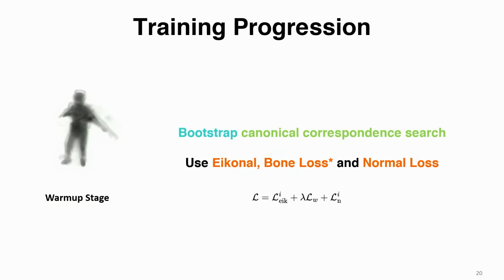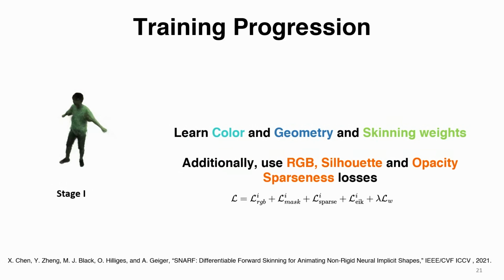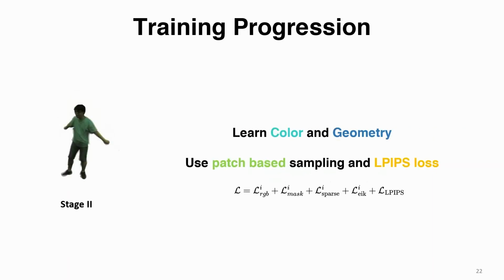To train the above framework in an end-to-end fashion, we introduce three stages, namely warm-up and stages 1 and 2. We observe that bootstrapping the surface network and skinning fields leads to faster convergence of the canonical correspondence search. In stage 1, we use a randomized ray sampler and the following losses, which help us learn and update the texture and geometry. In stage 2, we use a patch-based sampler to learn accurate colors and sharp representation. Additionally, we introduce an LPIPS loss to the previous stage.